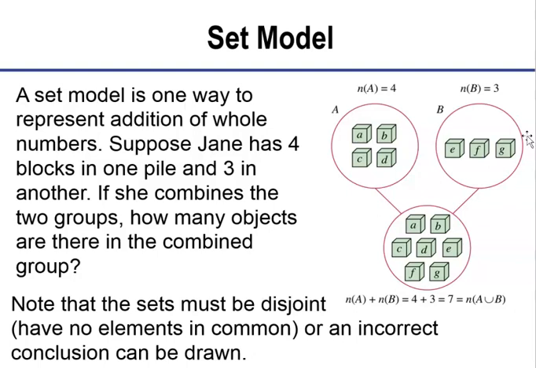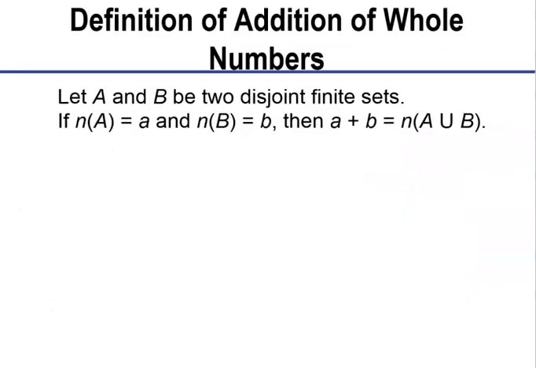In this case, the number in A is 4, and the number in B, or the cardinality of B, is 3, and 4 plus 3 is equal to 7, which is the number in A union B. And that really brings us to the definition of addition of whole numbers. It's just the number in A plus the number in B, and that's equal to the number in A union B. But very important, the sets must be disjoint sets to be able to use that idea.